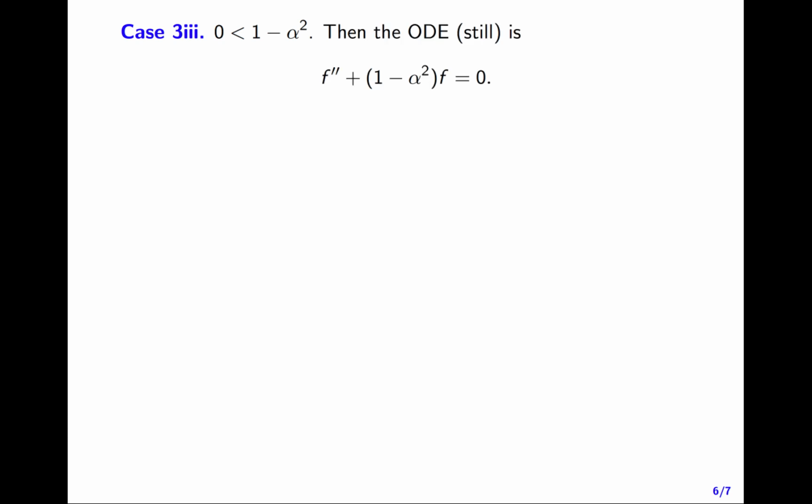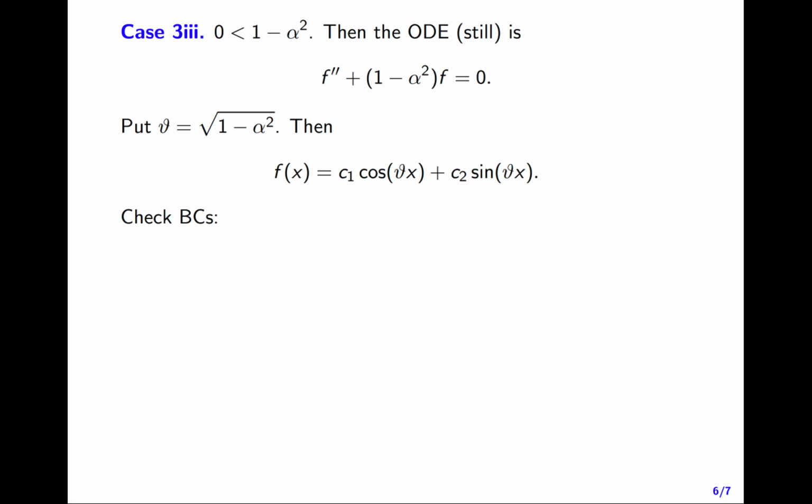Case 3, 1 minus alpha squared is now positive. Then the ODE is, once again, f double prime plus 1 minus alpha squared f equals 0. And now let's put theta equal to root 1 minus alpha squared. We can take this square root because 1 minus alpha squared is positive. In LaTeX, this is actually a var theta, and I'm using that for variety's sake and because var theta to me looks cool.